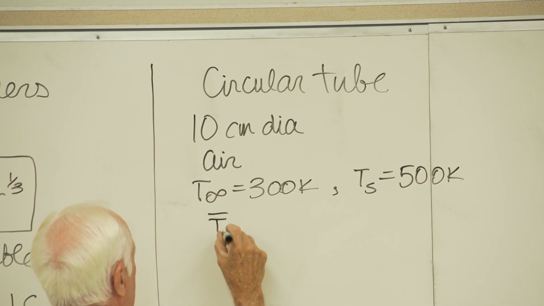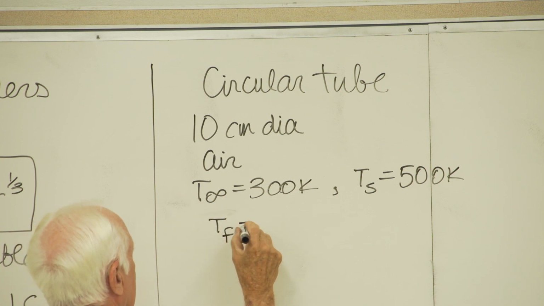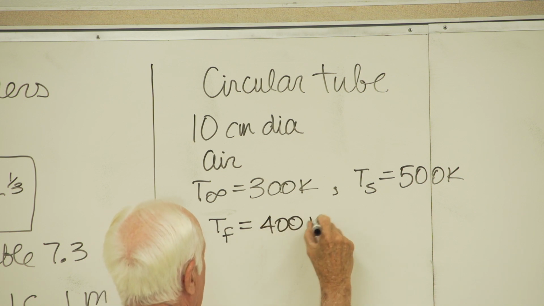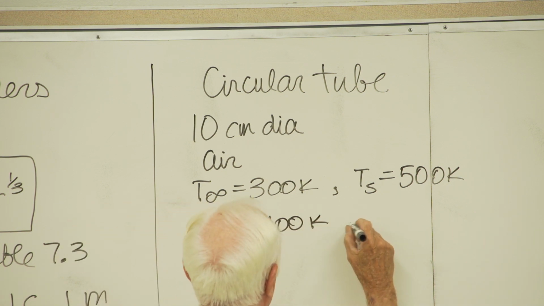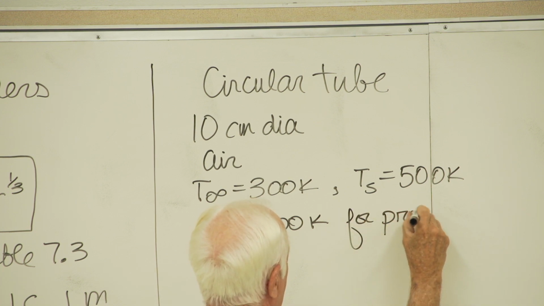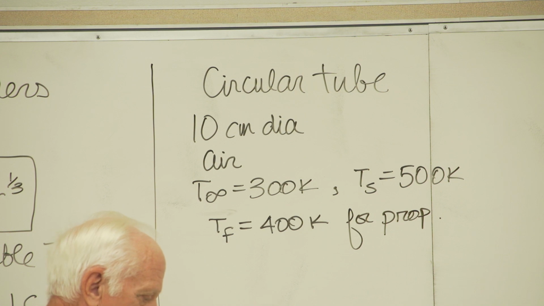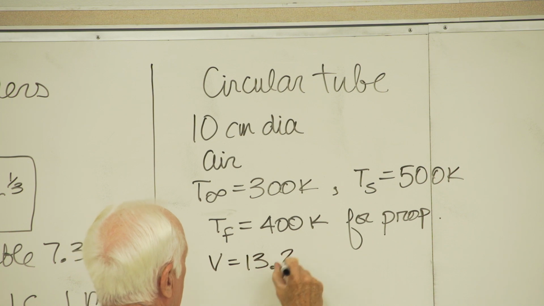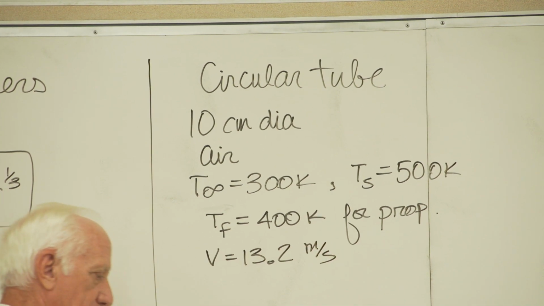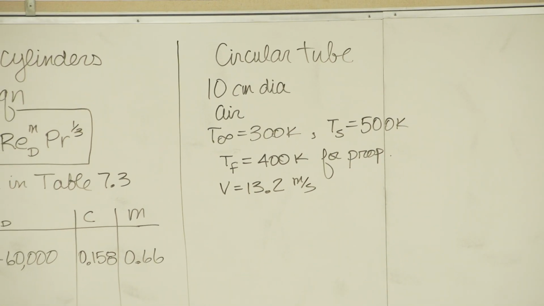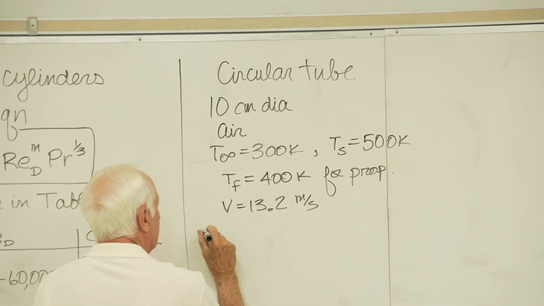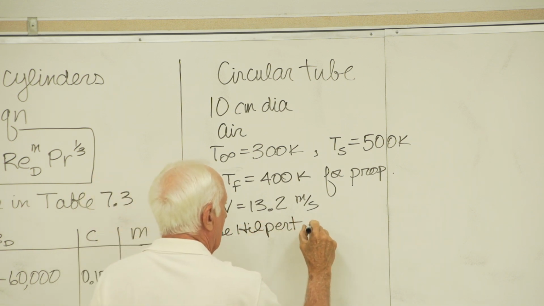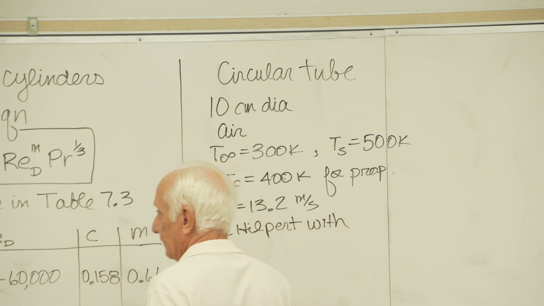T bar, well, let's just label it T film. T film is T average, 300 plus 500 divided by 2, 400 K. Properties at 400 K. Let's see what else. V is 13.2, approaching velocity 13.2 meters per second. That's about 30 miles an hour. So use Hilbert with table 7.2.